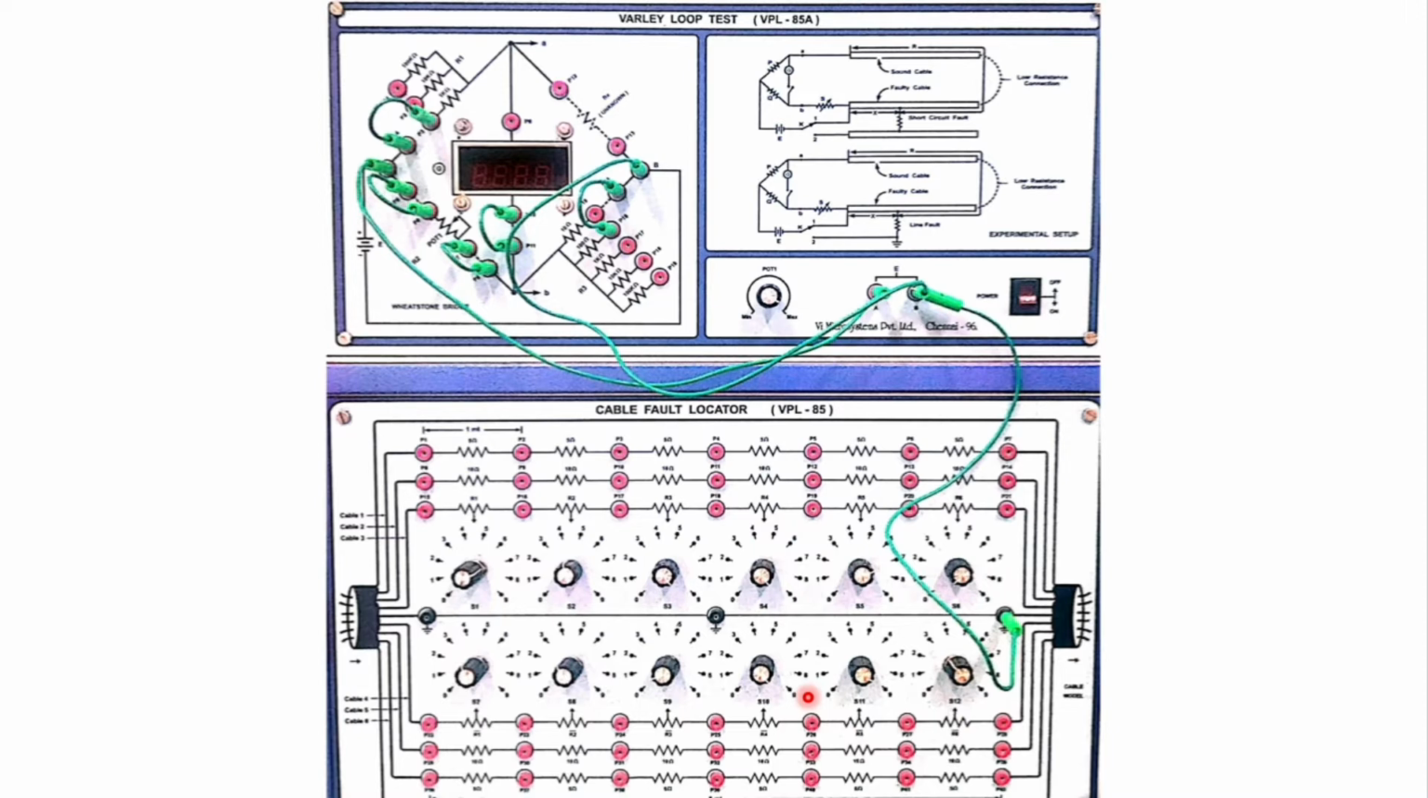Then P12 of 85A is connected to VPL 85A to P15 of this. And P13 of this is connected to P22 of this. Further, E of A is connected to the A terminal and E of B is connected to the B terminal. Alright, so for the Varley loop test, E of B ground terminal is connected to the ground terminal of the fault locator.